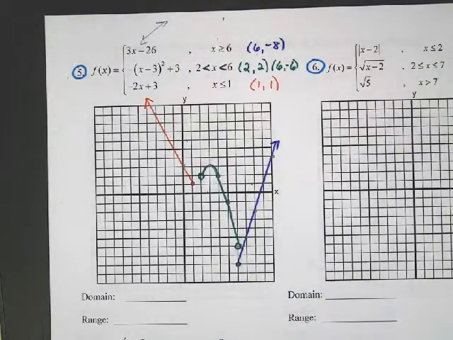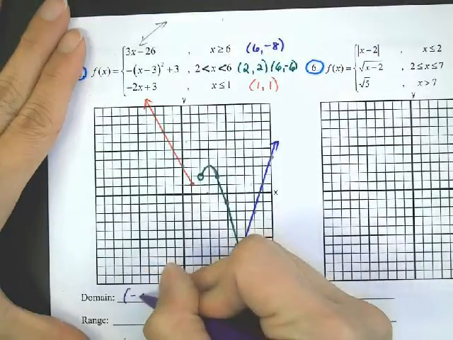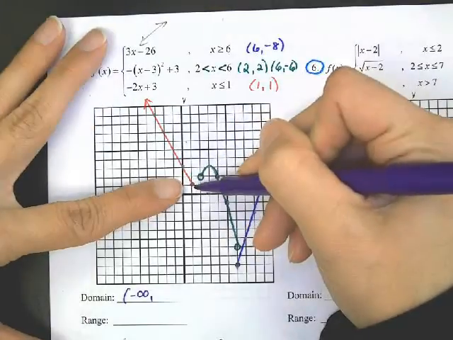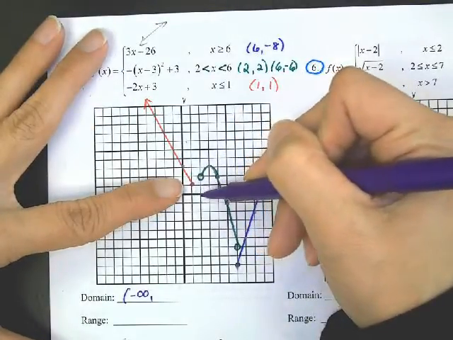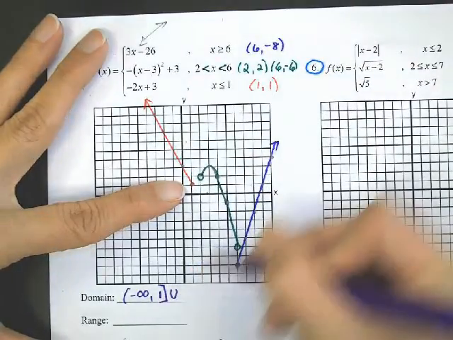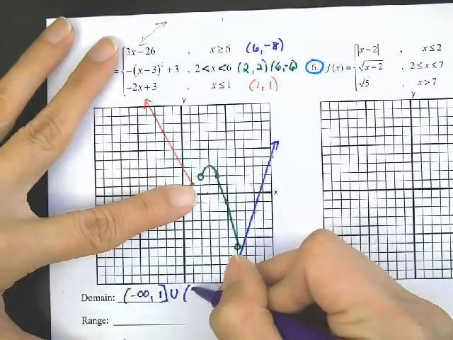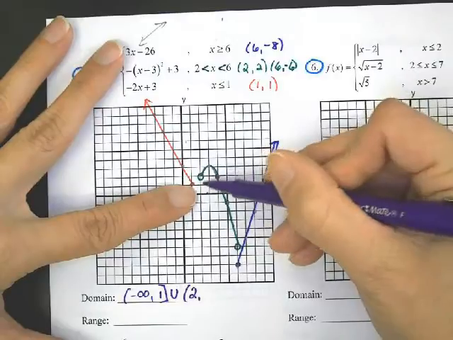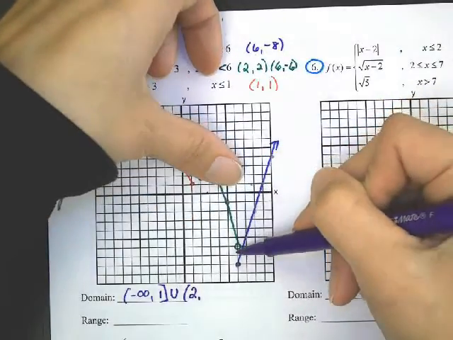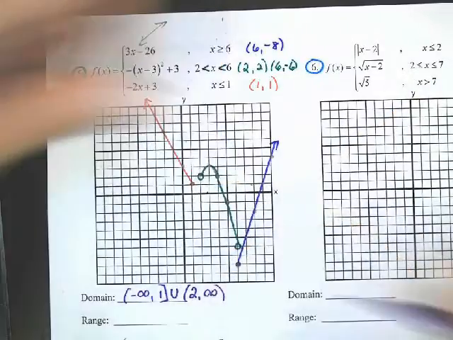Domain is the set of x values. What's the smallest x value? -infinity. Okay, and the graph keeps going all the way until +1. Then there's no graph at 1.5. So +1 is going to get a bracket, and then we're going to pick up again at 2. But since that's open, let's use parentheses. 2. The graph keeps going. Now what about 6? Is there graph at 6? Yes, so keep going all the way to infinity.